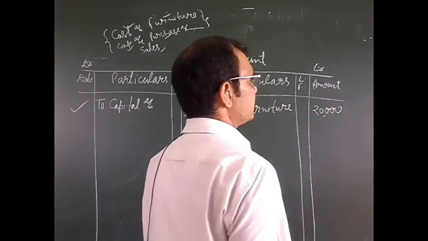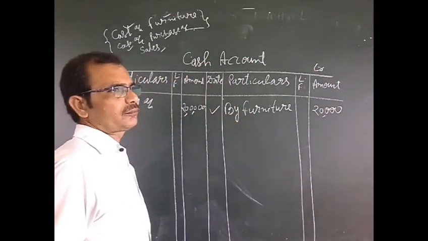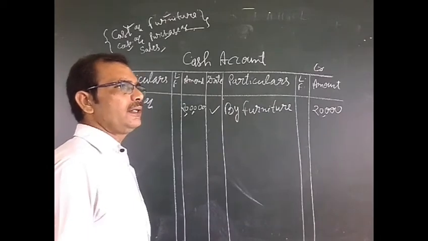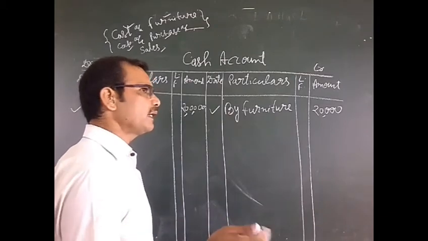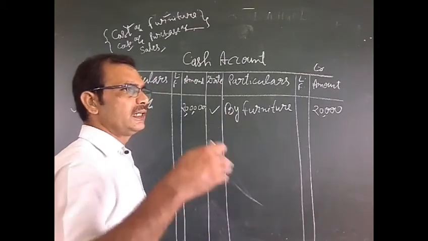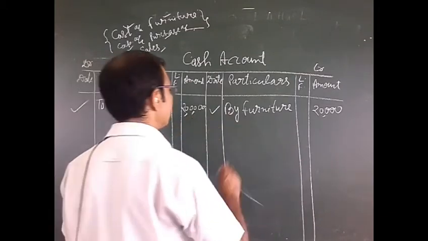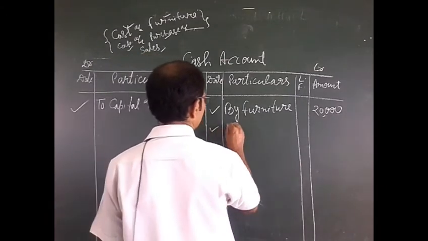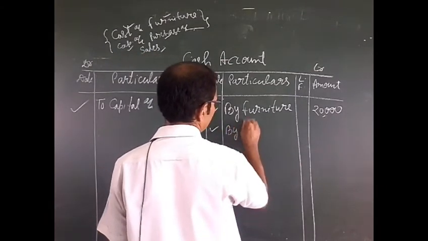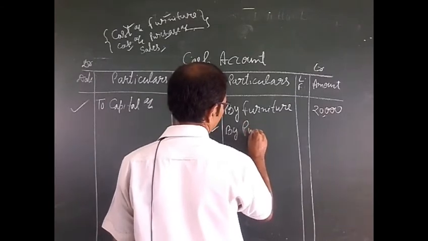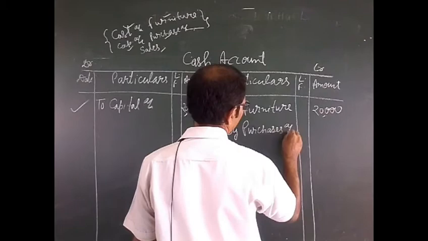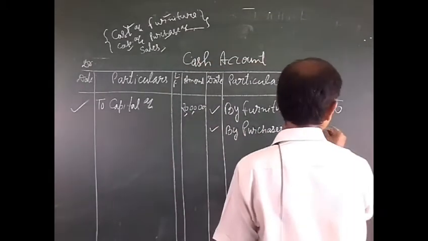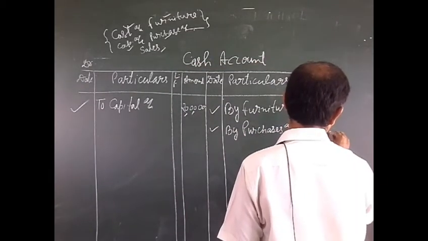Next entry is goods purchased. What was the entry? Purchases account debit to cash account. Purchases account is written in the debit, so we will write it on the credit side, by purchases account, and the amount is 50,000.